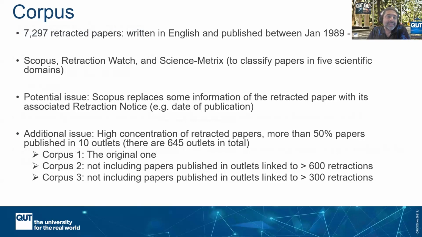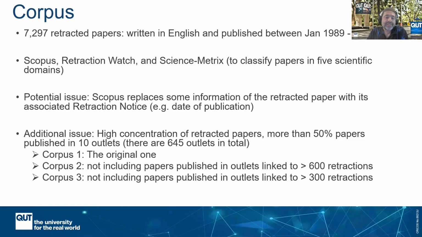I analyzed a corpus of more than 7,000 retracted papers written in English and published between January 1989 and November 2021. The papers were extracted from Retraction Watch and Scopus, and I also use size metrics to identify the scientific domains of the papers. There is a potential issue with Scopus because sometimes it replaces information about the paper with information from the retraction notice, in particular the date of publication.